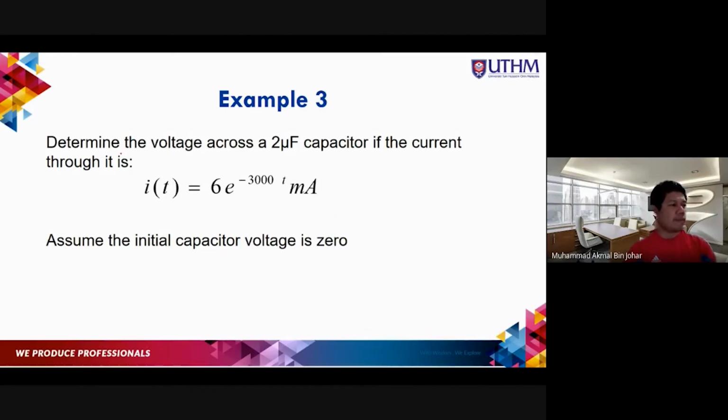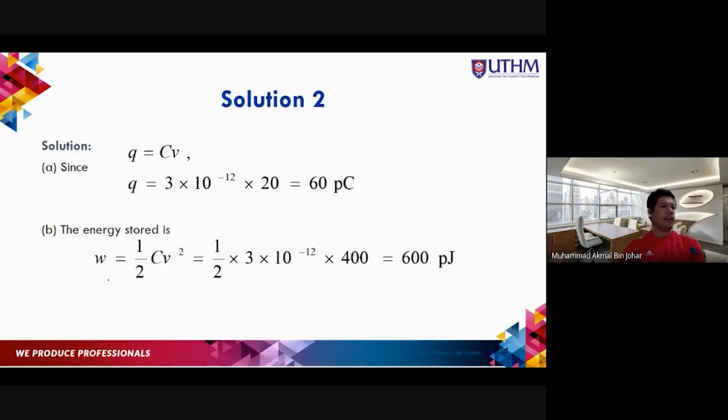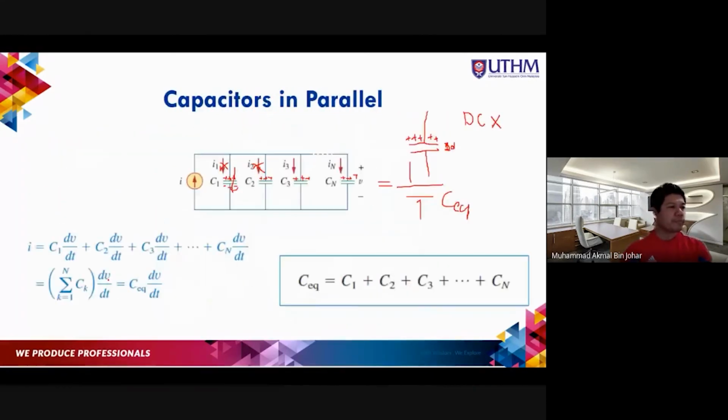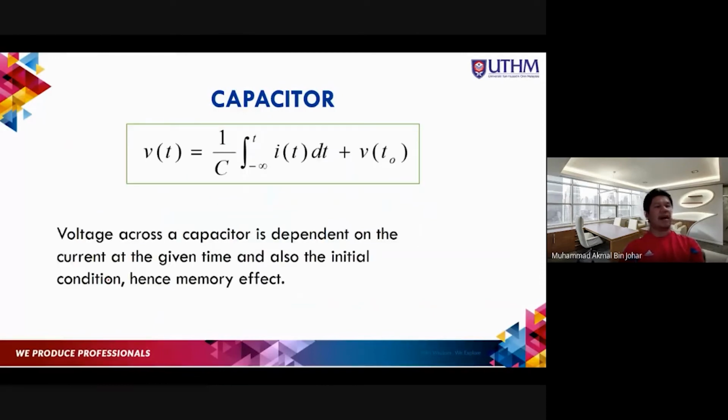So next example, determine the voltage across 2 microfarad capacitor if the current that through it is I(t) is equals 6e negative 3000t mA. So ini kita kena guna sebab nak determinekan voltage. Kita tahu nak kena voltage. So kita kena guna V(t) kamera tadi kan? Ingat lagi tak? Equation tadi. V(t) is equal 1 over C, kamera negative infinity I(t) dt plus V(t0).